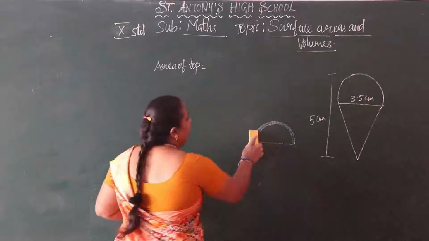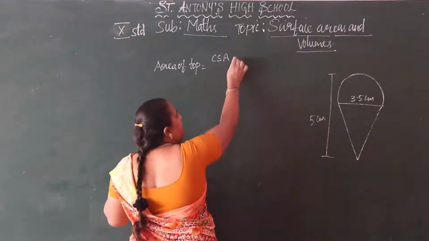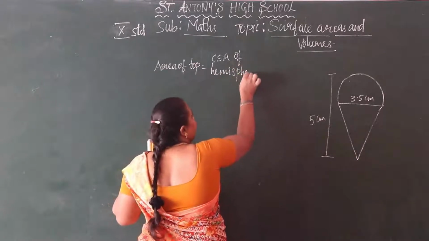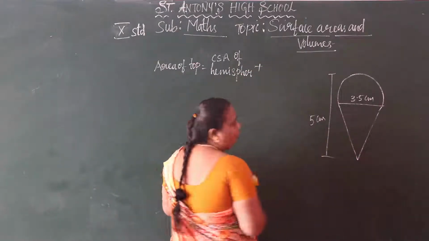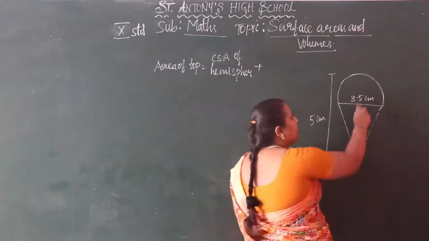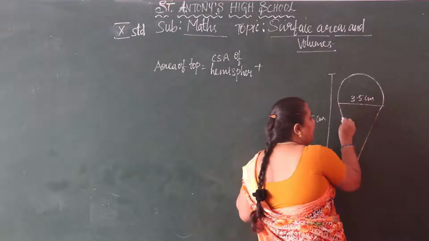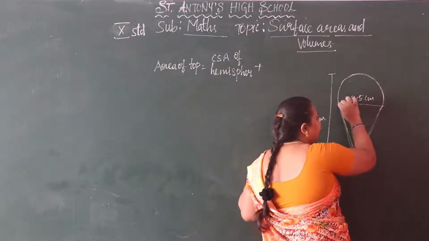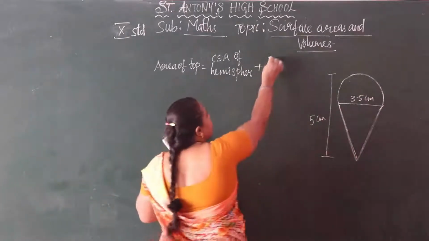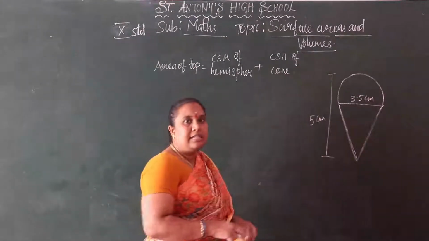So the area of top we have to find out equals the CSA of hemisphere plus the CSA of cone. The cone is also a part of this. The hemisphere and cone are joined together, so we have to find only the curved surface area of the cone.